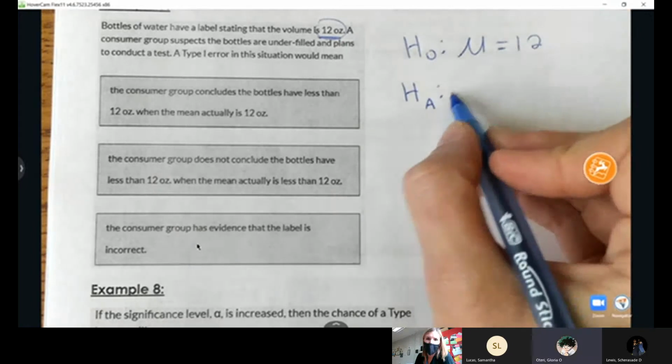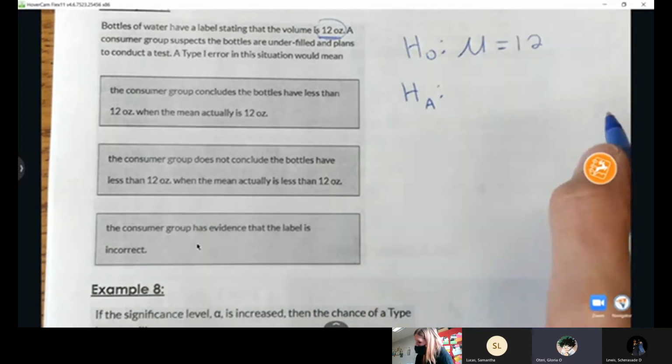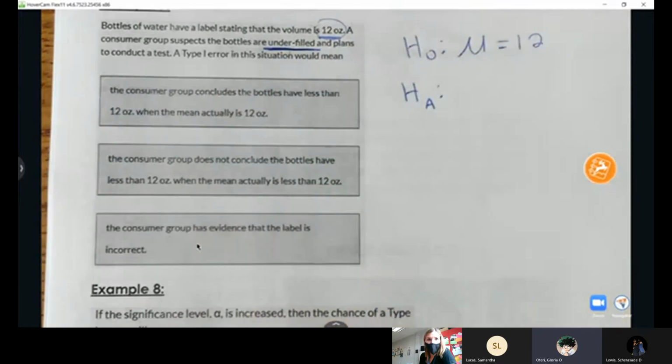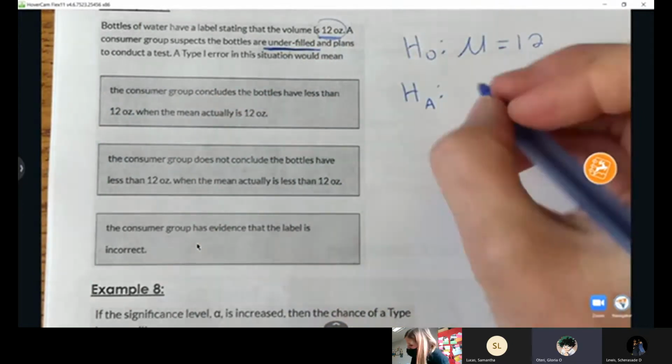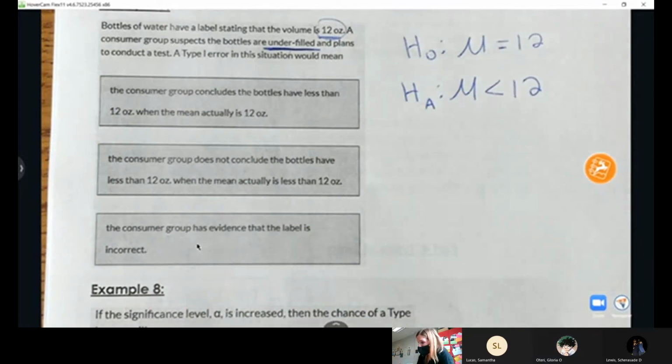All right, and then what's the alternative if our null is mu is equal to 12? Mu is not equal to 12. It specifically says what? It's less than 12. Perfect. Mu is less than 12. So these are our two hypotheses.